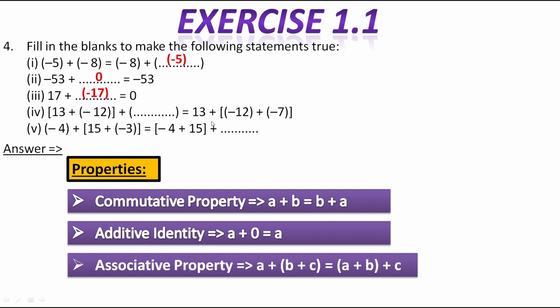So here we have 3 integers: 13, -12 and -7. Here they have made the group of -12 and -7, and here they have made the group of 13 and -12. So of course here the number will be -7. Now for the fifth statement we are going to use this property only. Here also we have 3 integers, that is -4, 15 and -3, but just the groups are changed. Here first they have made the group of 15 and -3, and here they have made the group of -4 and 15. So the answer here will be -3.